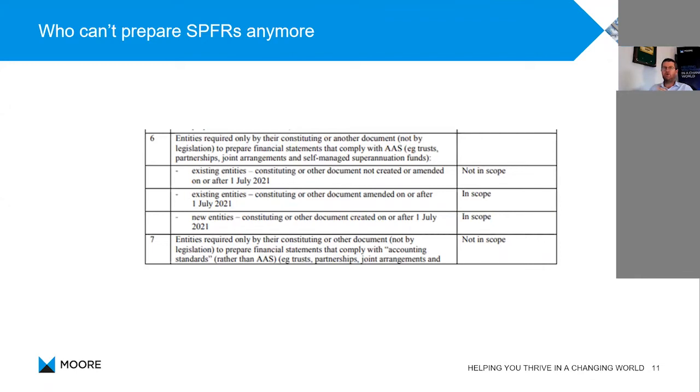So I think it's very important that they consider what their constituting or other document says. And it's a really strict rule about referring to Australian accounting standards. It's different if you refer to accounting standards or generally accepted accounting principles. Where you refer to Australian accounting standards, and it's created or amended after that date, then you will be required to prepare general purpose accounts.